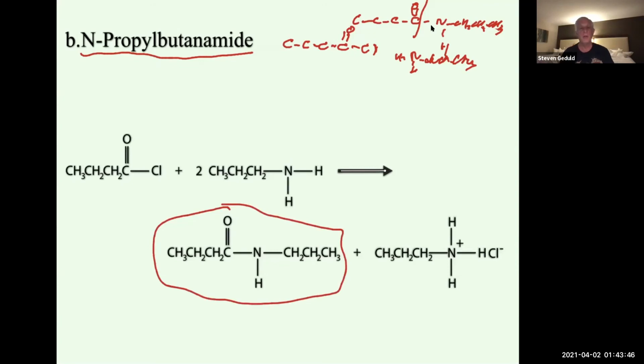And to know what you start with, you just look at this. You break it into your carboxylic acid group, which would be right here. And then you make that and you put the chlorine on the end of it. That's your acid chloride. That's what reacts.